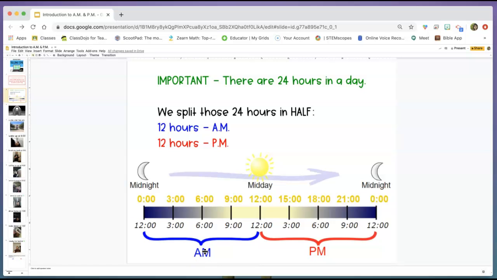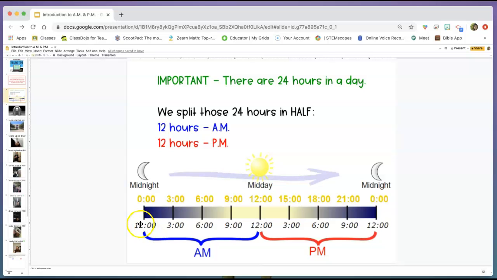And I'm going to give you 5 seconds to think in your head. What changed when I read 12 o'clock here and 12 o'clock here? 5, 4, 3, 2, 1, 0. If you said that at 12 o'clock it changed from AM to PM, and then it also changed back to AM from PM, you are correct.